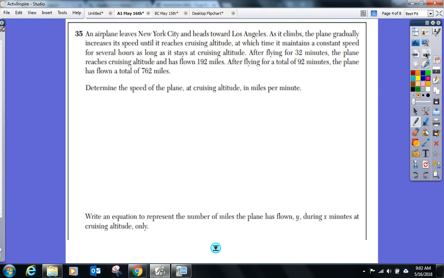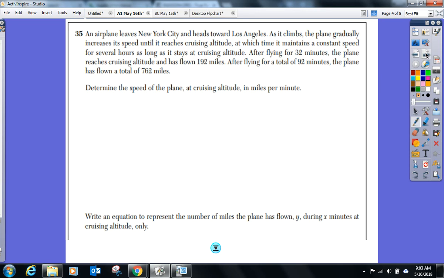Okay, first thing. No matter how tough you think it is, we don't leave anything blank on this. You could get partial credit, you never know. When you leave it blank, you know you're getting a 0. Don't leave anything blank, no matter how tough you think it is. At least write down something.